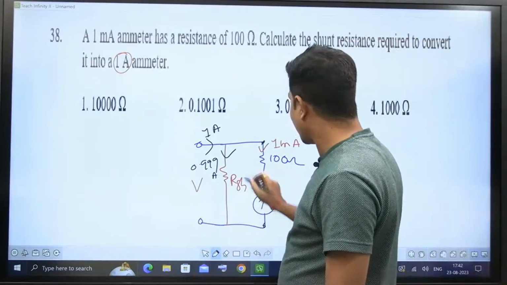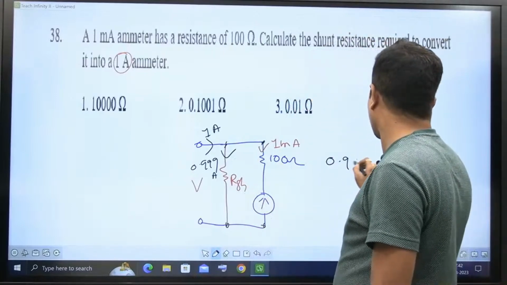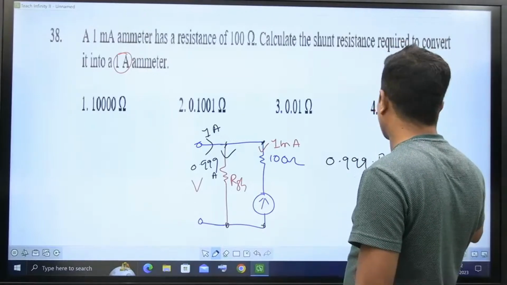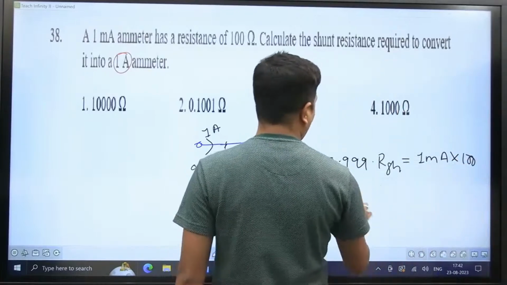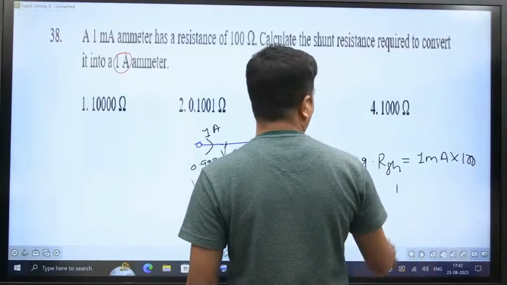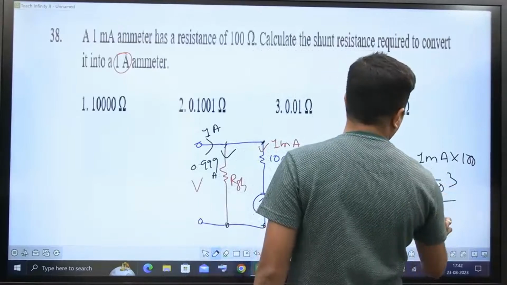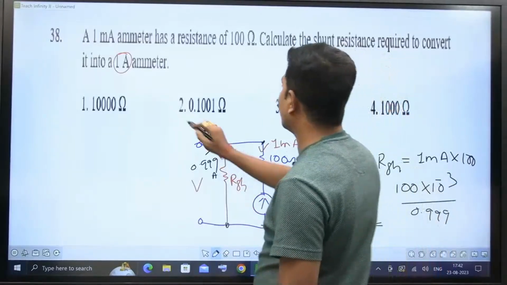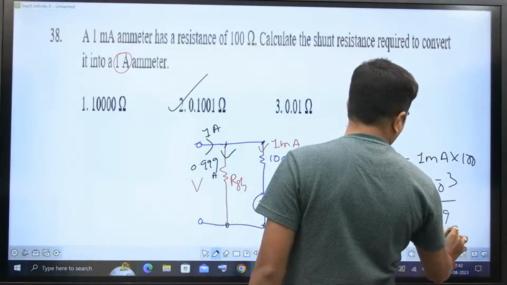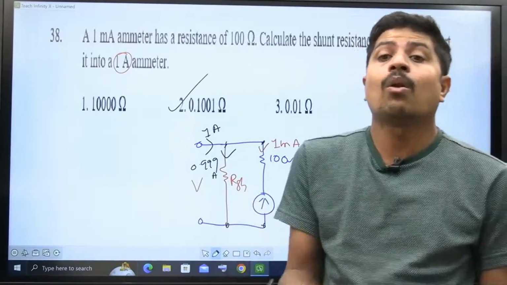Now, this meter and this shunt resistance are both in parallel, therefore the voltage must be the same. So 0.999 into RSH is equal to 1 milliampere into 100. Therefore, RSH is equal to 100 into 10 to the power of minus 3 by 0.999. If you calculate it, you are going to get 0.1001 ohms.